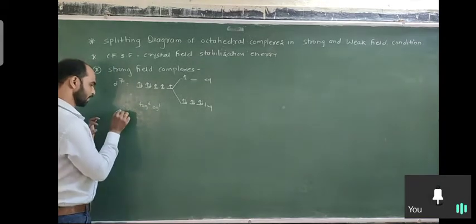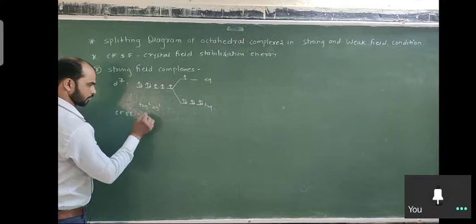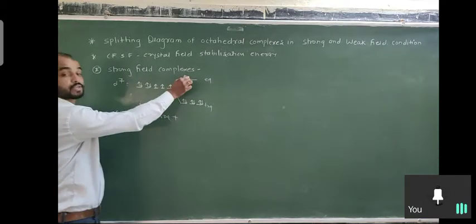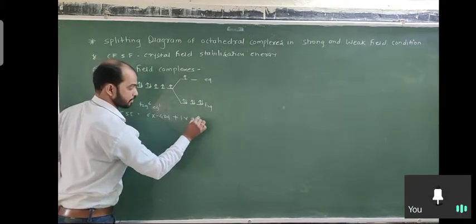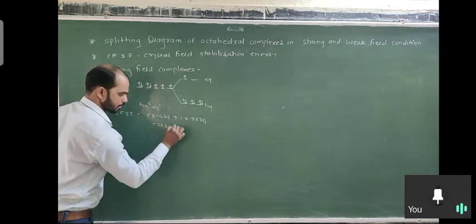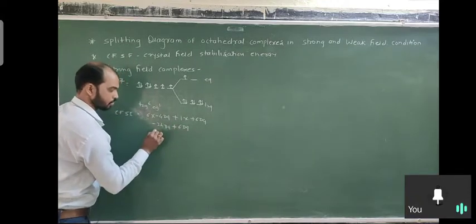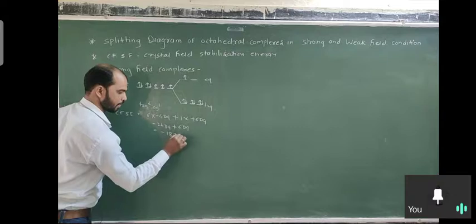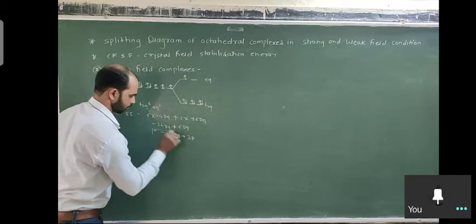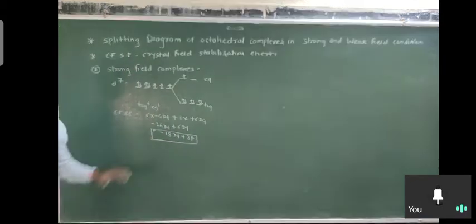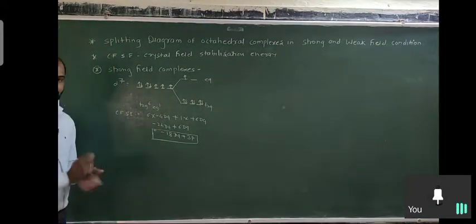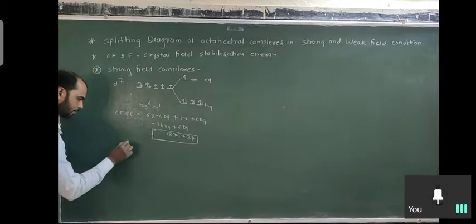So how to calculate CFSE? 6 into minus 4 Dq, plus what is the energy for eg? 1 into plus 6 Dq. Okay, so total minus 24 Dq plus 6 Dq is equal to minus 18 Dq. Minus 18 Dq plus how many pairs here? Total 3 pairs. So minus 18 Dq plus 3P is the CFSE for the d7 system.